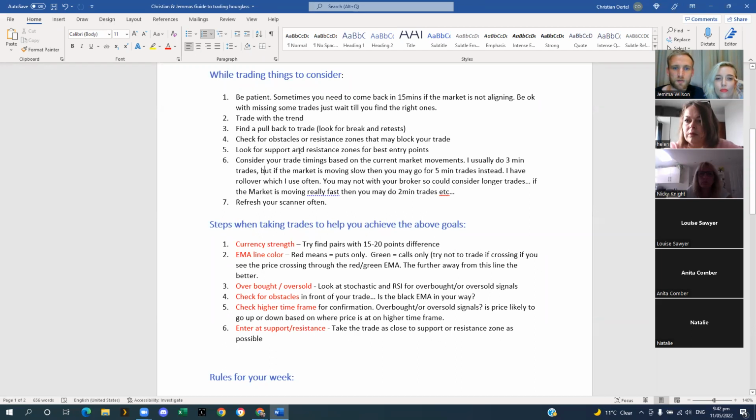Number 5, look for support and resistance zones. Obviously, Hourglass automatically has those in there. Sometimes they don't, and I'll show you how to figure those out. But those are going to be your entry points. So support, resistance zones, and also your EMA zones.